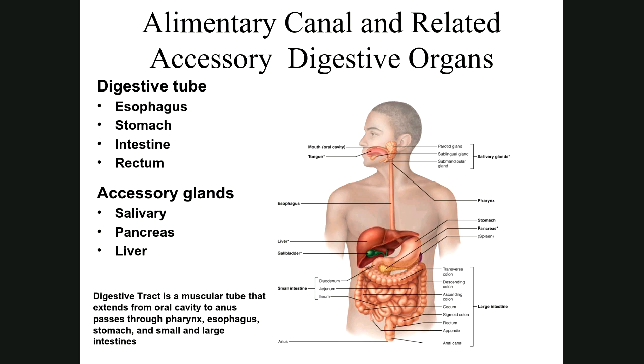The accessory glands are the teeth, the tongue, the gallbladder, these little green structures over here, and also some other digestive glands that are also accessory glands, but they produce secretions that help break down foodstuff. The salivary glands, the pancreas, this little yellowish structure over here, and the liver. All right.